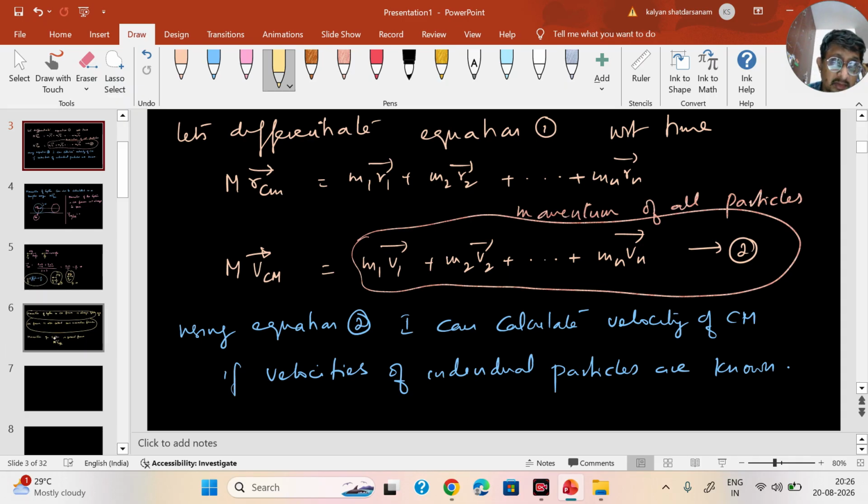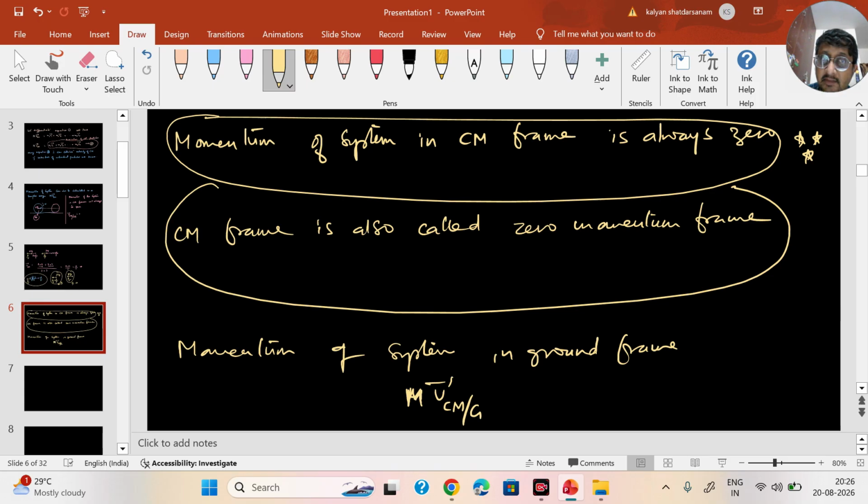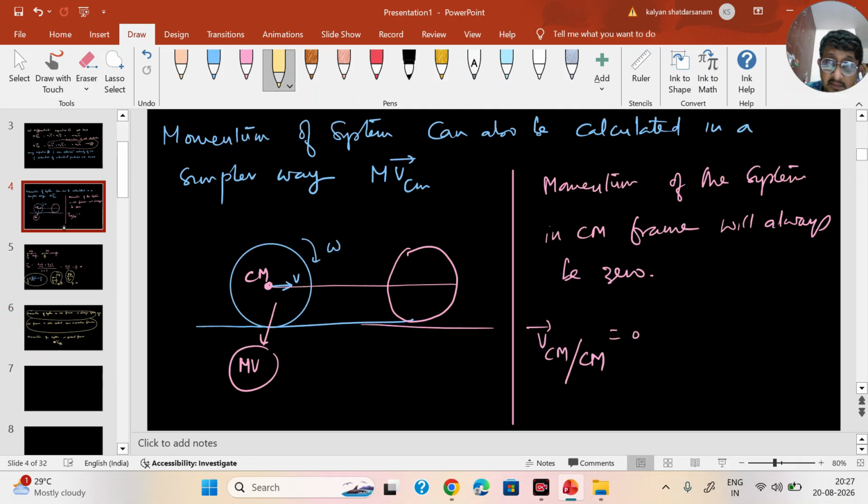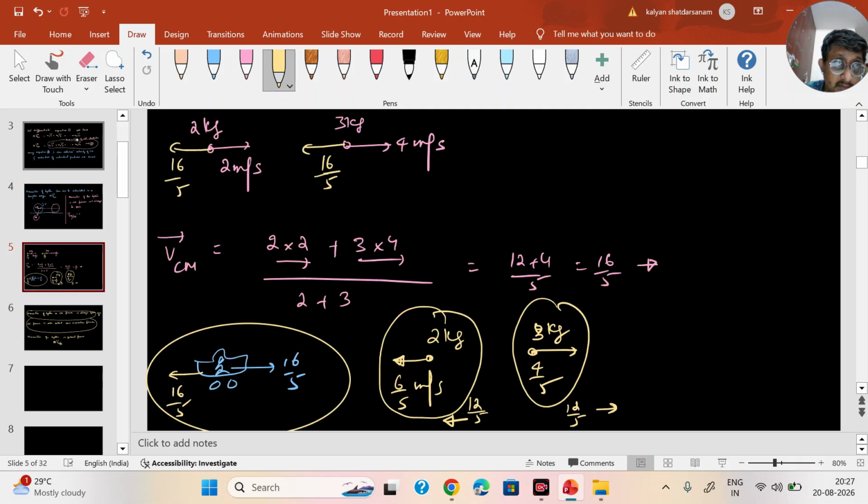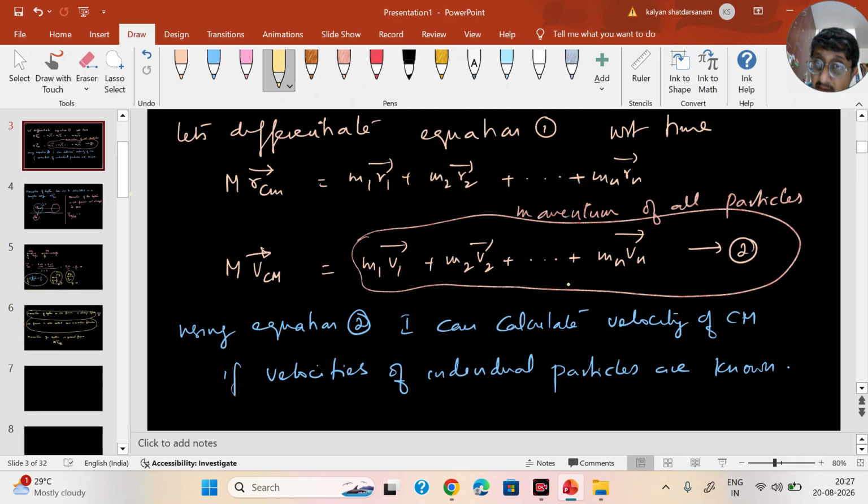And third is momentum of system in center of mass frame is always zero. These are the three important things. It is not over. Now what we will do, we will differentiate equation 2 also. Why are you differentiating it now?